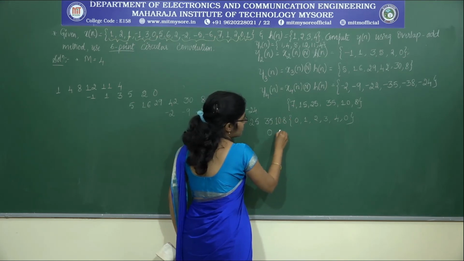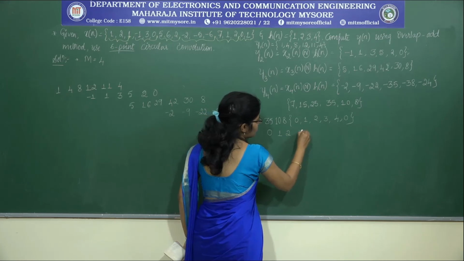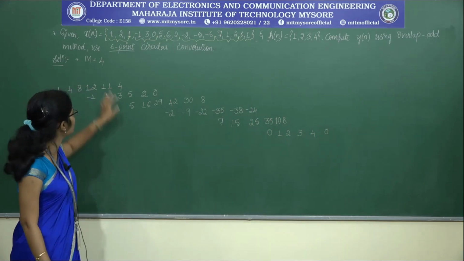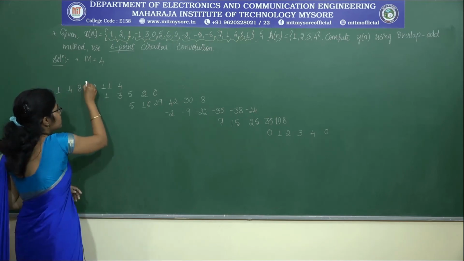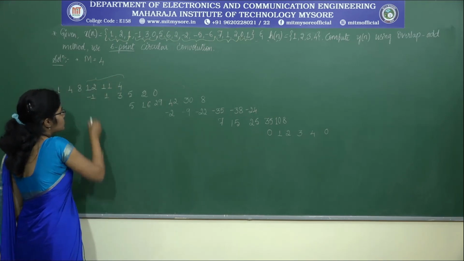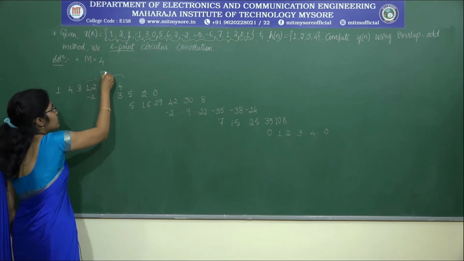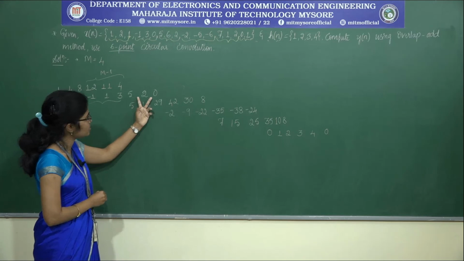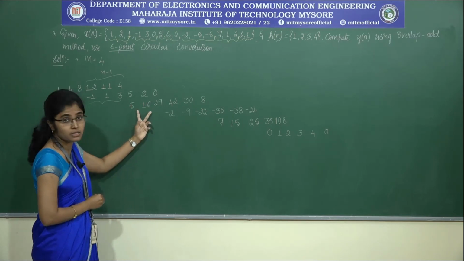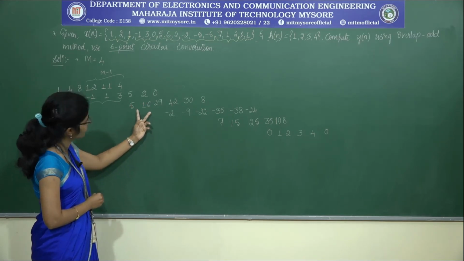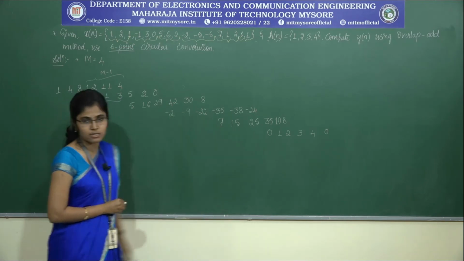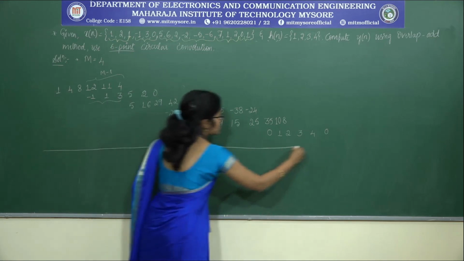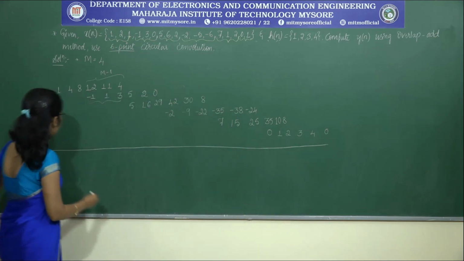Later it is 0, 1, 2, 3, 4, 0. The value of m-1 is 3. I have overlapped 3 samples, that is the last m-1 samples of the first sequence with the first m-1 samples of the next sequence. Again, the last m-1 samples of this one with the first m-1 of y3 of n. Similarly for all the samples. Now what I need to do is add the overlapped samples so that we get y of n.